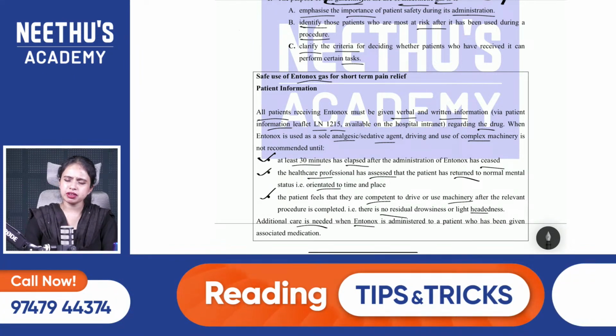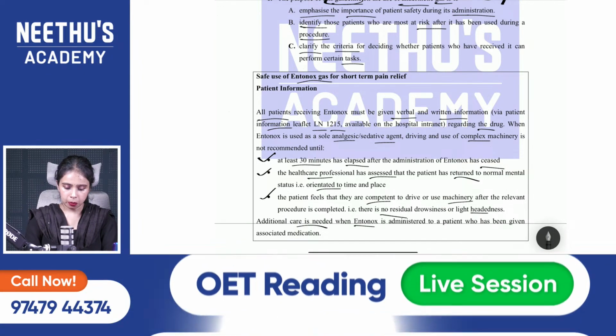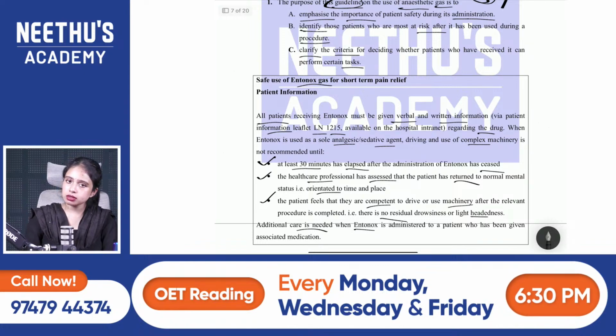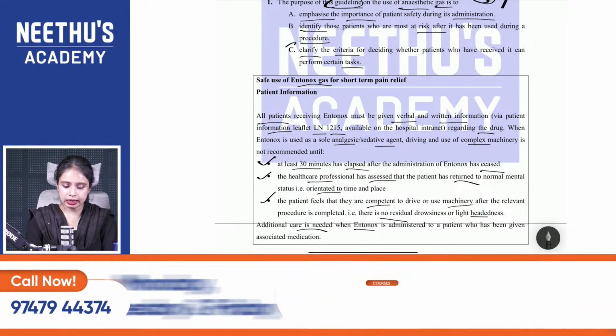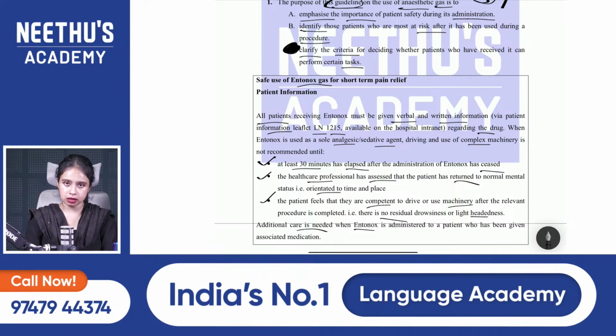Yeah, so what is it? A very simple question, I would say, but this is just an exam model question. Okay, so I'll give you the answer today. Answer is option C, clarify the criteria for deciding whether patients who have received it can perform certain tasks.